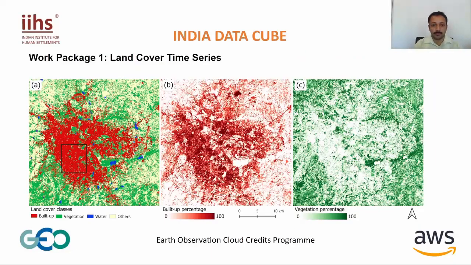These are the land cover maps for Bengaluru. Figure A shows the 30-meter land cover information, whereas figure B and figure C show the fractional built-up and vegetation land cover for the same area.